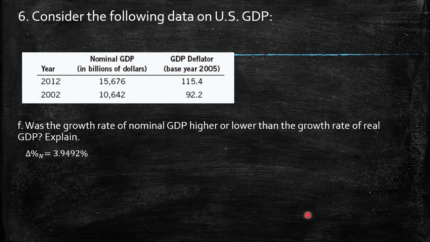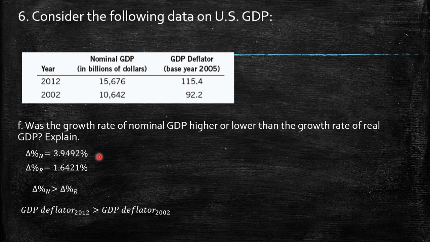Then, was the growth rate of nominal GDP higher or lower than the growth rate of real GDP? Explain. We know that the percentage change for nominal was 3.94%, right? And the real was 1.64. So what can we automatically extract from this? Anytime we have an increase in nominal higher than the real, which is the case here, it means that this increase was represented not only by quantities but also by prices.